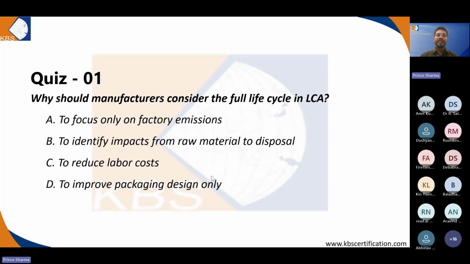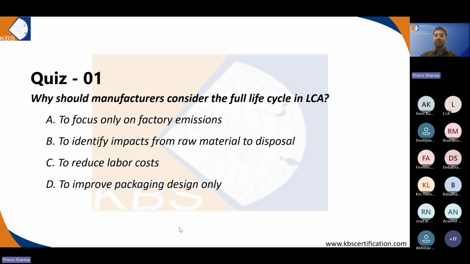Second option, to identify impacts from raw material to disposal. Yes, out of all four, this one is the best suited point that life cycle assessment helps with. And we can do everything that is written here in life cycle assessment. So the third point, to reduce labor cost. Yes, we can do that with the help of social life cycle assessment, LCC, that is life cycle costing, and of course, environmental impact. And packaging is something that life cycle assessment started from.